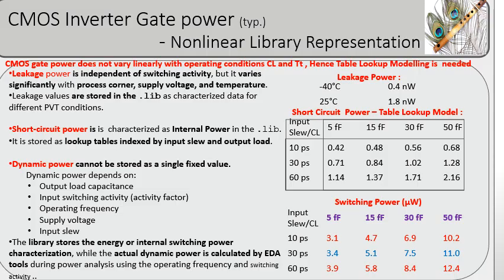As shown, short-circuit power and switching power are characterized for different combinations of input transition time, or slew, and output load capacitance. Leakage power is also characterized under different operating temperatures, since it increases significantly with temperature. This lookup-based representation provides substantially higher accuracy than the linear model while maintaining fast computation for large-scale chip verification. Consequently, the table lookup model became the foundation of industrial NLDM library characterization and remains widely used in ASIC and SoC design flows.